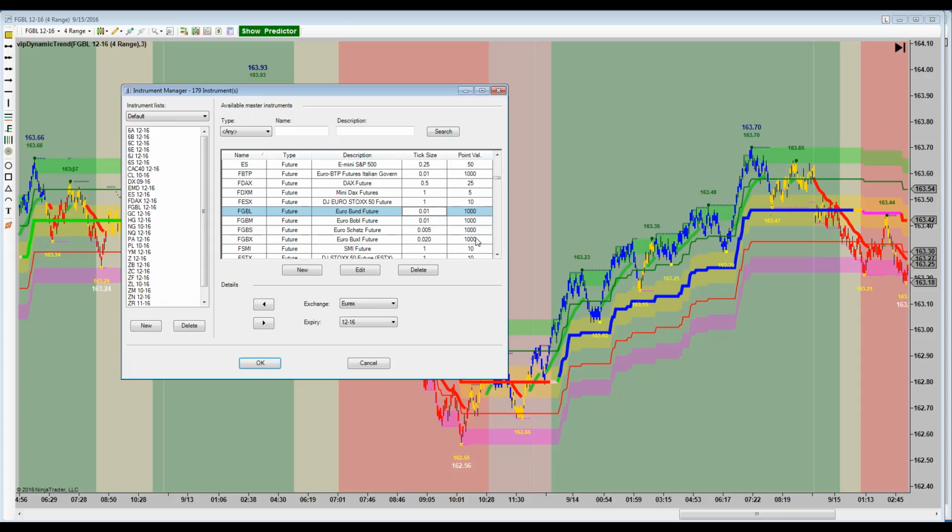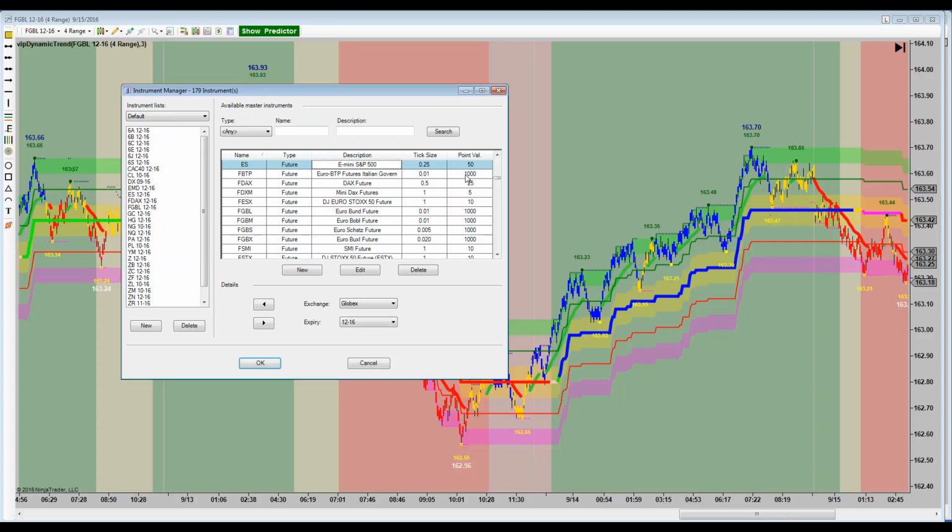Obviously, you find out what your point value is for any instrument. They're all shown right here. Here's the point value, and then you look at, so the E-mini S&P, here's a good example. So $50 a point, and there's 4 ticks in a point. So that'd be 12.50.